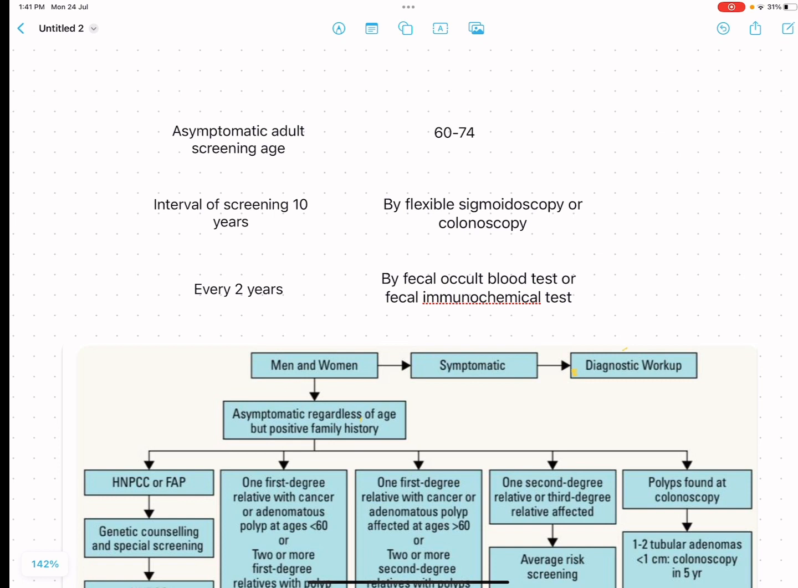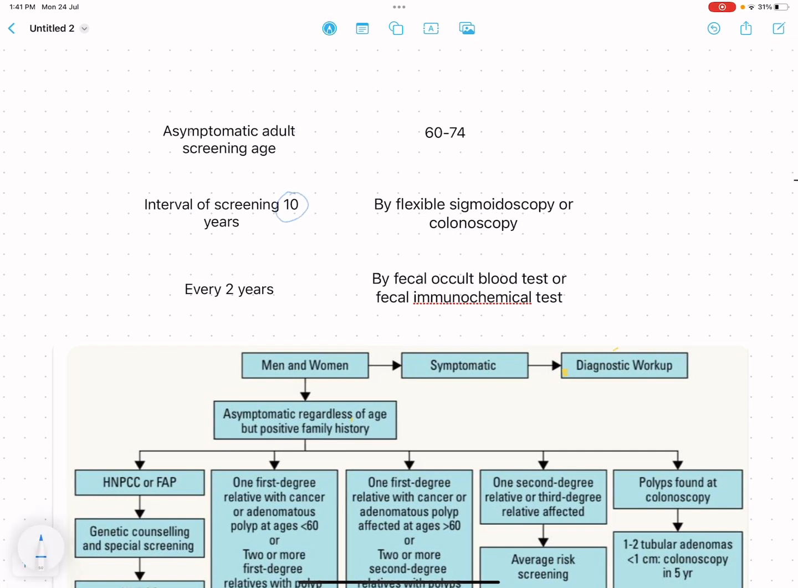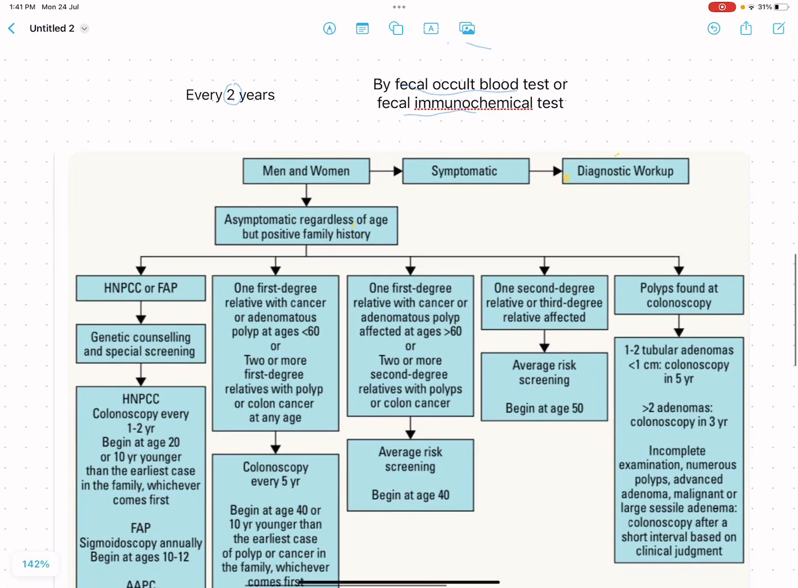The screening can be done by flexible sigmoidoscopy or colonoscopy, and the interval in this case will be 10 years. While if we use the fecal occult blood test or fecal immunochemical test, then the interval will be 2 years. So we have 10 years for sigmoidoscopy or colonoscopy and 2 years for fecal occult blood test or fecal immunochemical test. Now let's discuss the approach.